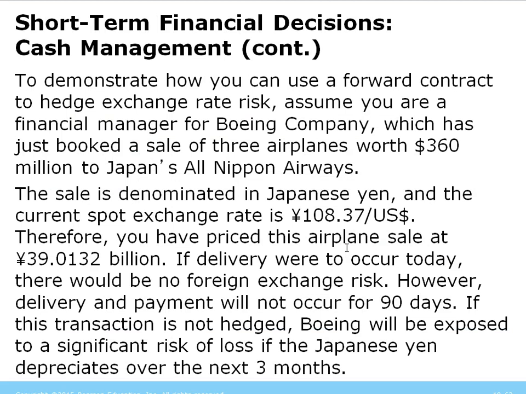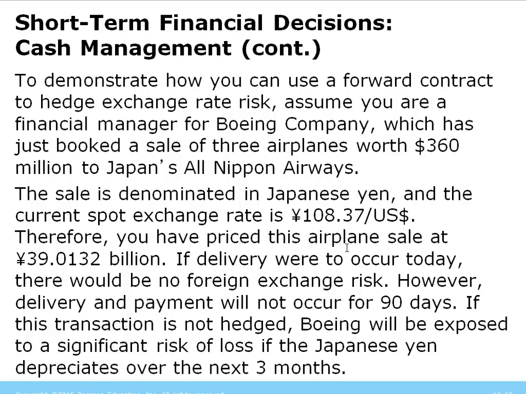So when you're talking about the more short-term cash management decisions, you could use a forward contract to hedge an exchange rate risk. Assume you are a financial manager for Boeing, which has booked the sale of 3 airplanes worth $360 million to Japan Airlines. Now the sale is denominated in Japanese yen, and the current spot exchange rate is 1 US dollar equals 108 yen. Therefore, you have priced the airplanes to sell at 39 billion yen.